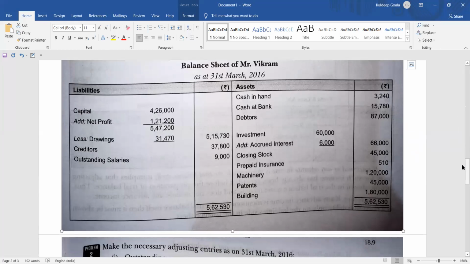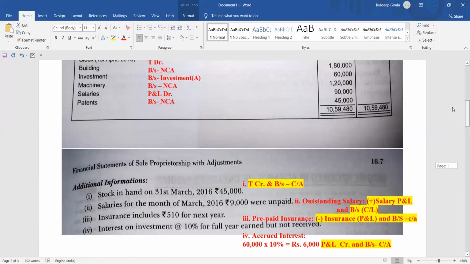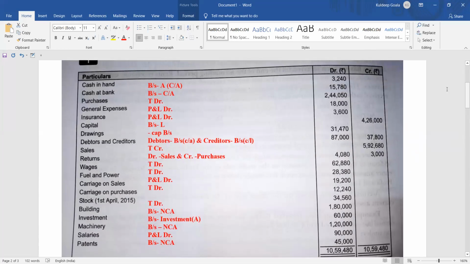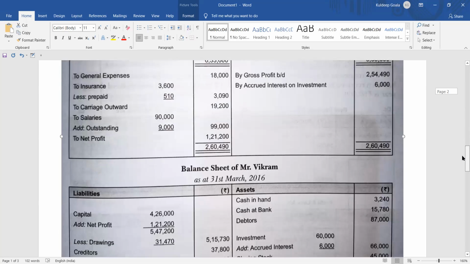Now we'll go to the balance sheet liability side. In the balance sheet liability side, first of all, we are going to show the current liabilities since we are following the liquidity method, isn't it? So we'll see where the current liabilities are. Creditors, how much? 37,800 rupees. So we'll just place those creditors.